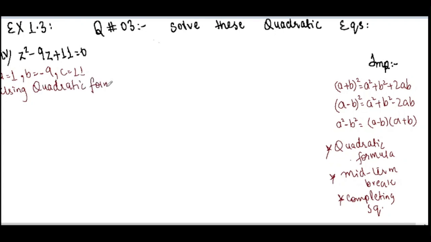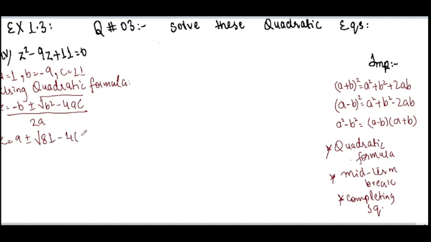z equals minus b plus minus square root of b squared minus 4ac, whole divided by 2a. Now z equals, minus into minus 9 gives us 9 plus minus square root of b squared. 9 square gives us 81 minus 4 into a is 1. We are not going to write it, and c is 11. Okay, whole divided by 2 into a, 2 into 1 gives us 2. So z equals 9 plus minus square root of 81 minus 44, whole divided by 2.